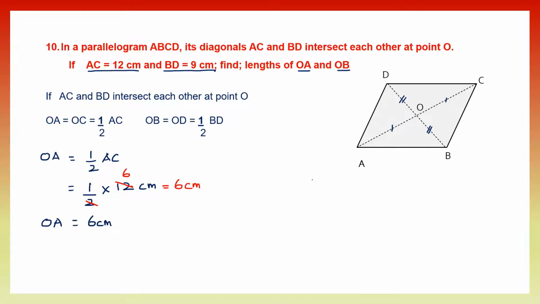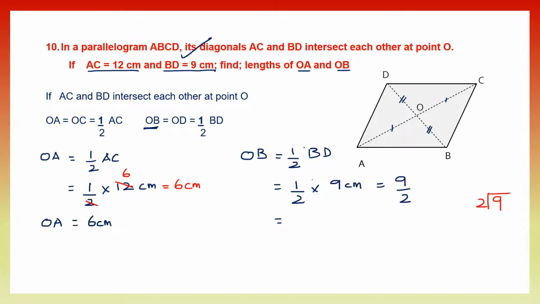Now we need to find OB, and OB is equal to 1 by 2 or half of BD. So let's find OB. 1 by 2 into, and how much is BD given in the question? It's given as 9 centimeters. So here we can't cancel anything, so let's multiply straight away. 1 into 9 is 9 by 2. So we have 9 by 2. Let's divide 9 by 2.